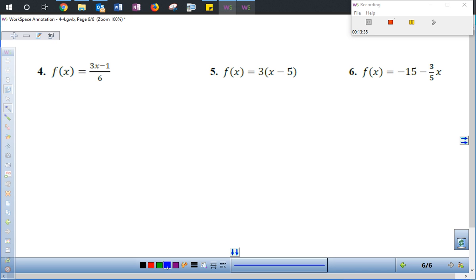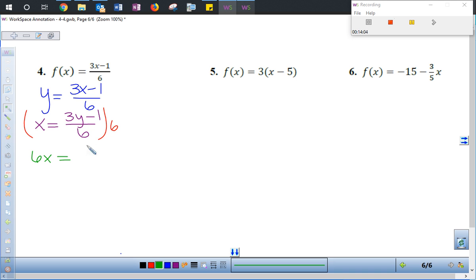Okay, the next one. We're going to start by switching this f of x with a y, so y equals (3x minus 1) over 6. Then we can switch x and y, so x equals (3y minus 1) over 6. Then we solve for y, so I want to get rid of this denominator. I'm going to multiply each side by 6, and that's going to leave me with 6x equals, now this 6 over here cancels out with the denominator and just leaves me with 3y minus 1. Add 1 to each side.